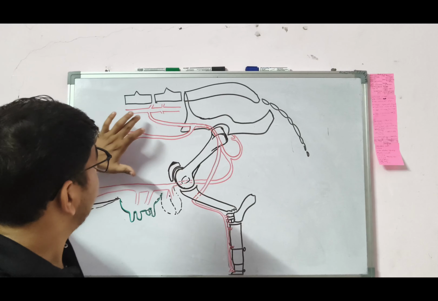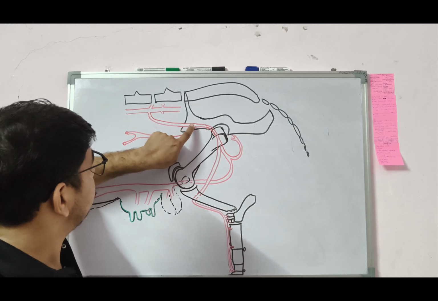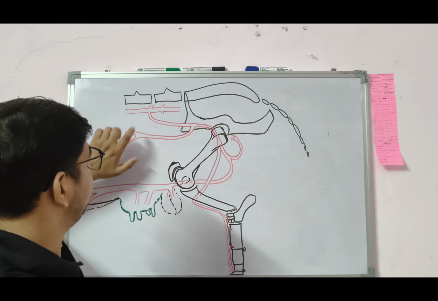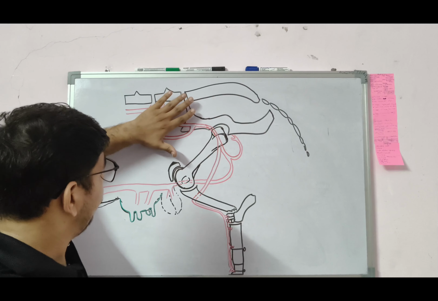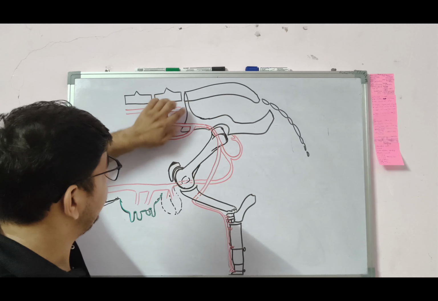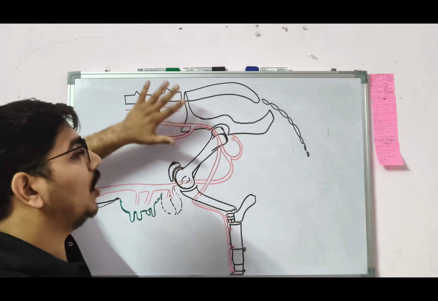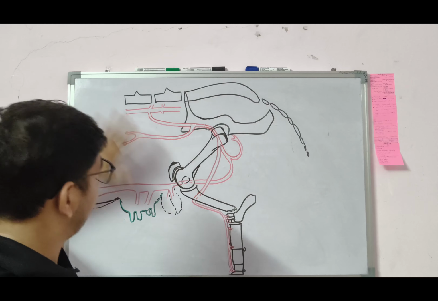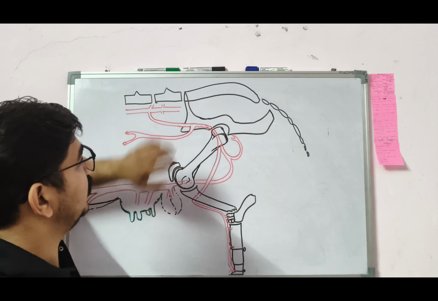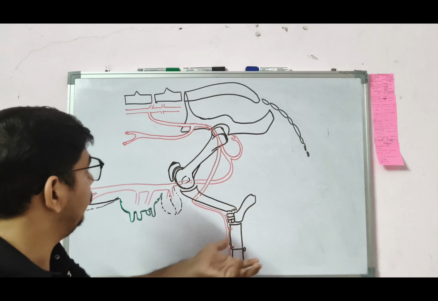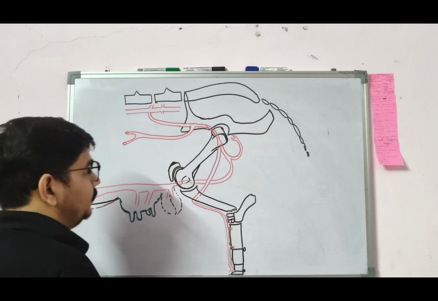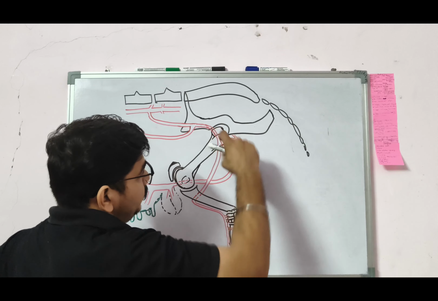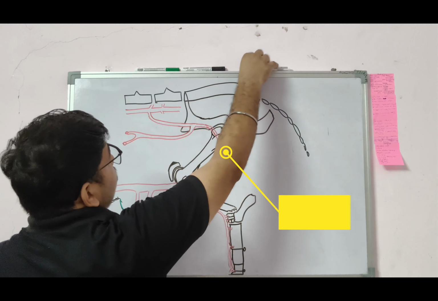I have made the main branch this. A branch emerging from here is the deep circumflex iliac, which supplies the muscles emerging from the tuber coxae, known as the internal oblique abdominis muscle, transversus abdominis muscle, external abdominal part of the muscle, or the tensor fascia lata muscle, different muscles it will supply. Now the second branch is the dorsal femoral. This portion is the dorsal femoral.